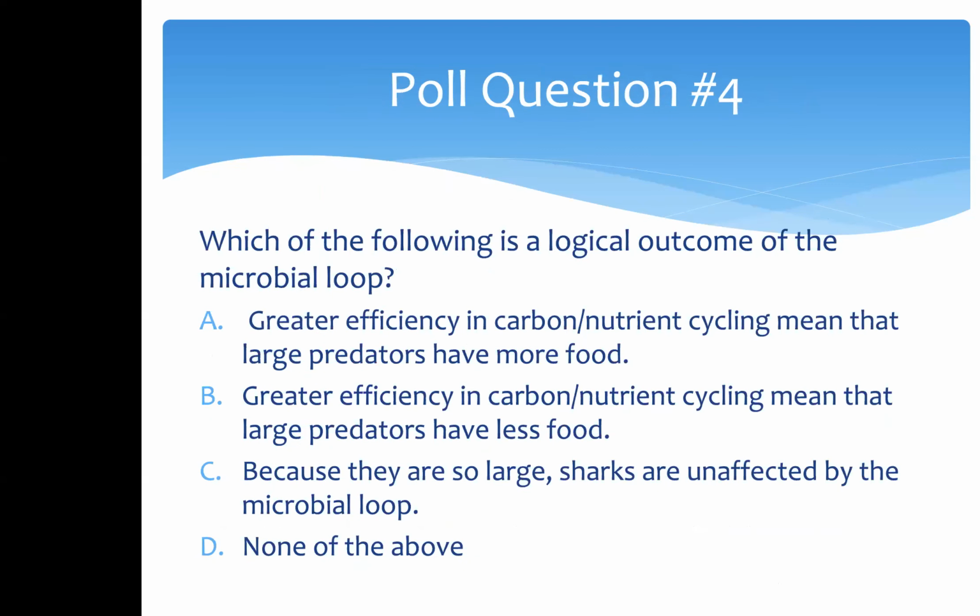Okay. So let's have our last poll question and our last slide of this lecture. Sorry. So which of the following would be a logical outcome of the microbial loop? A, greater efficiency in carbon and nitrogen cycling or nutrient cycling means that large predators have more food. B, greater efficiency in the same means that large predators have less food. C, because they are so large, sharks are unaffected by the microbial loop. Or D, none of the above. So let me relaunch the poll. So which of those four is the best answer?